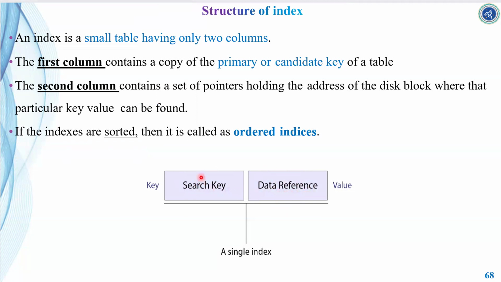And the index is sorted, and therefore we can say it is an ordered index. If the file is sorted based upon the key values, the search key values or field values, then we can say it is an ordered index.